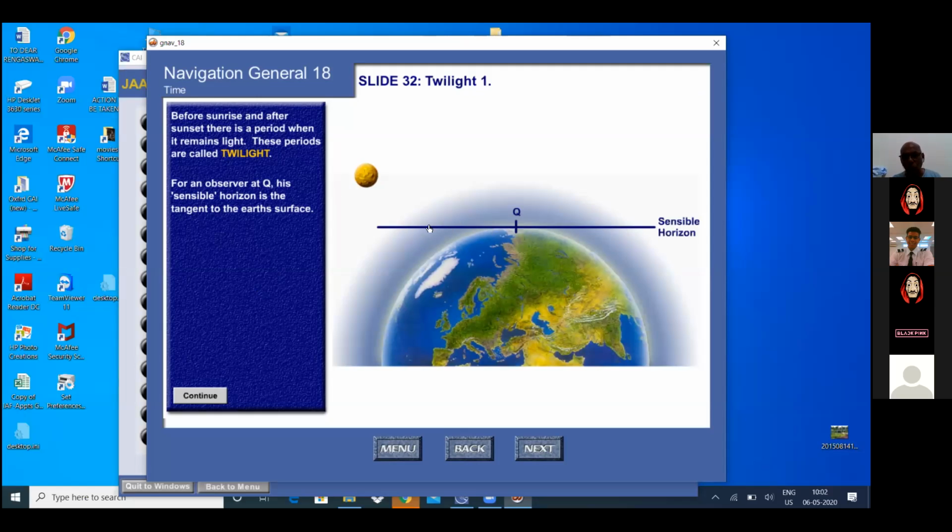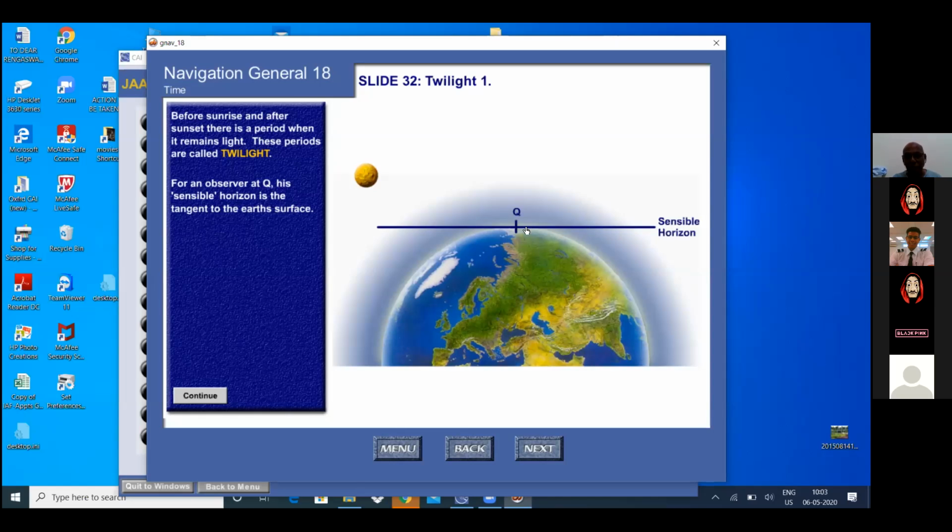Now, this is called the sensible horizon, where the horizon is a tangent to the globe, where it just touches the earth. Why sensible horizon? Because if you put a sensor, a spirit level over here, it will read level. The bubble will come to the center. It will show completely horizontal.